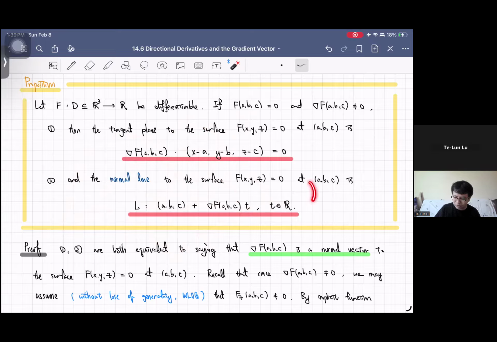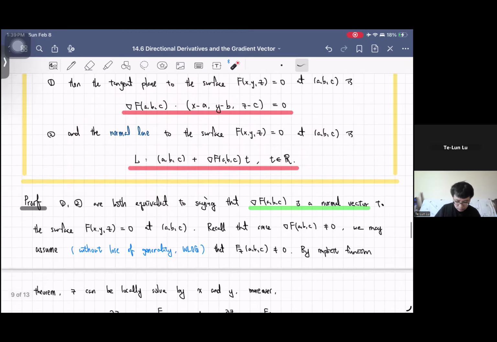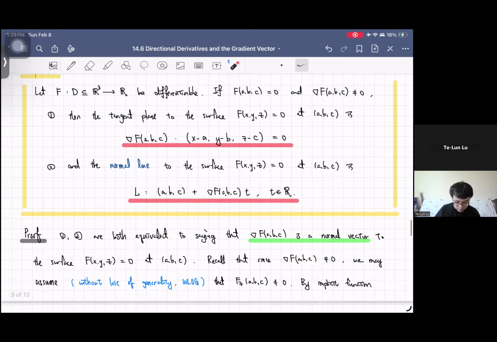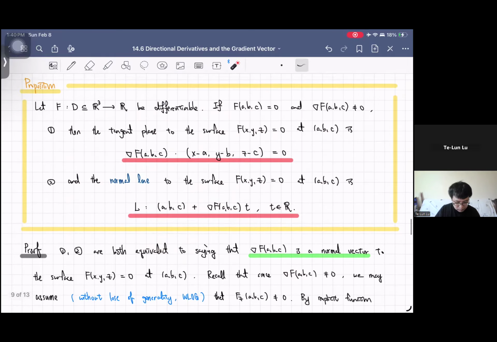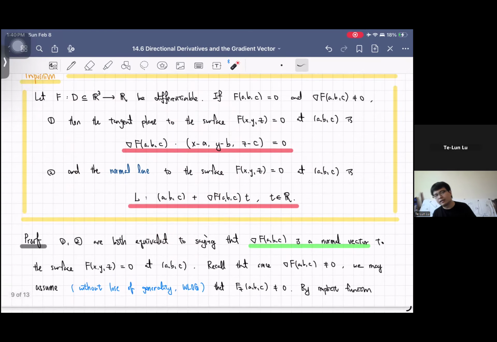So again, this is really not a big deal. These two things are stating the same thing, which is that the gradient of f at the point (a,b,c) is the normal vector at the point (a,b,c), right? So yeah, let's go to the proof. The proof is also not that difficult. It almost follows from the implicit function theorem.